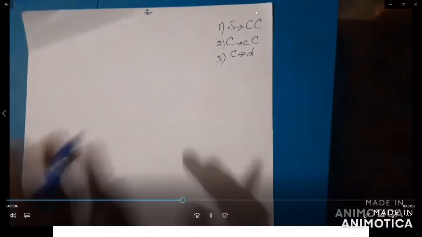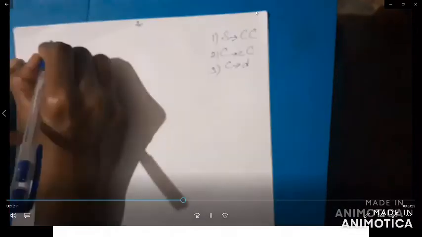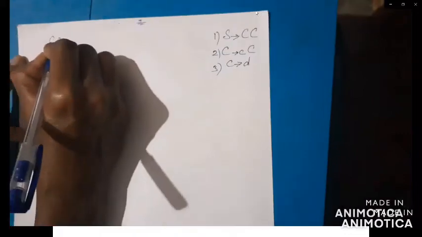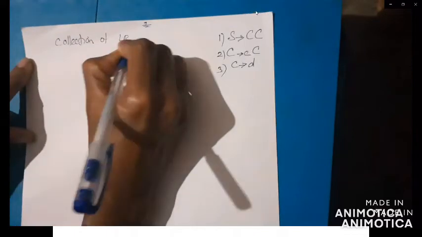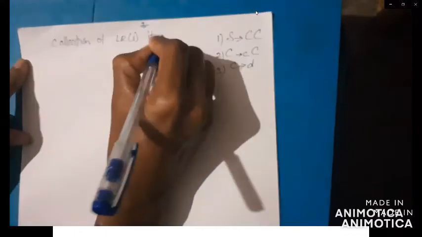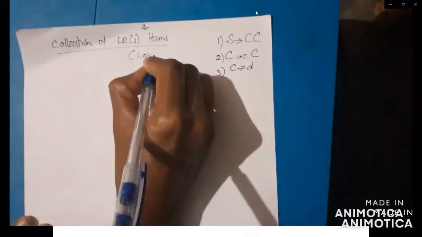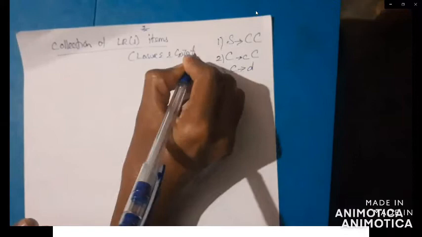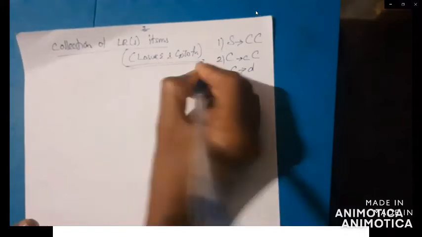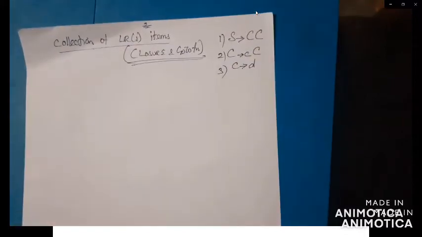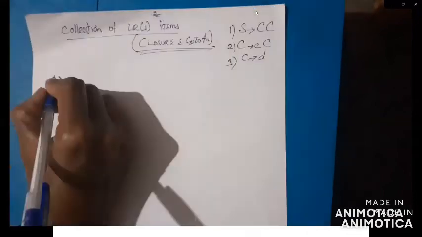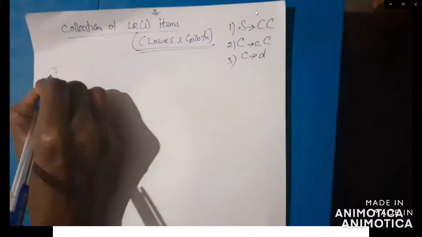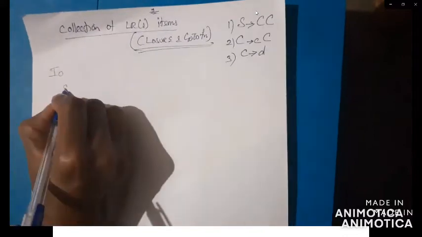Next, we construct the closure function and the goto function for the canonical collection of LR(1) items. That is how you do the closure and goto function constructions. First I am creating the set of states. What is the state here? I0. I am creating it for the augmented grammar.